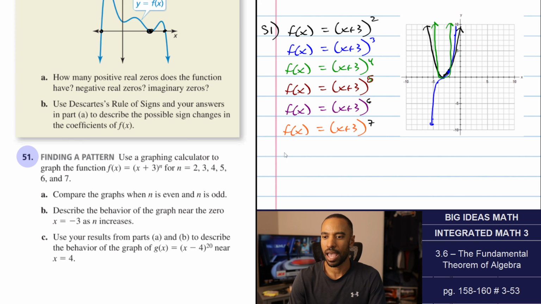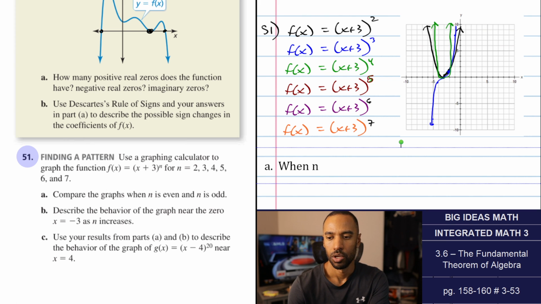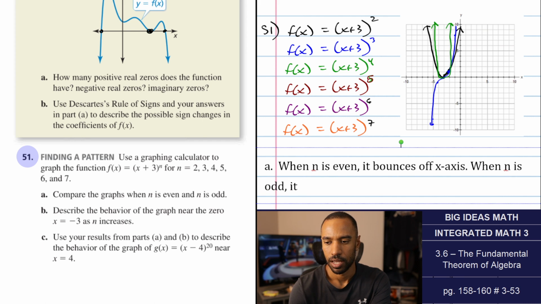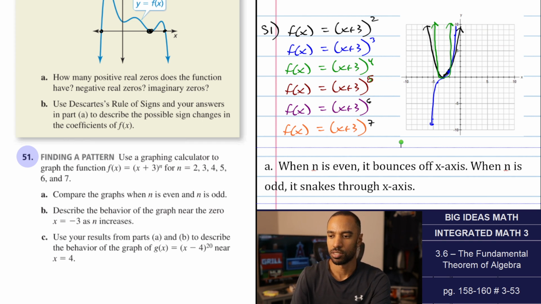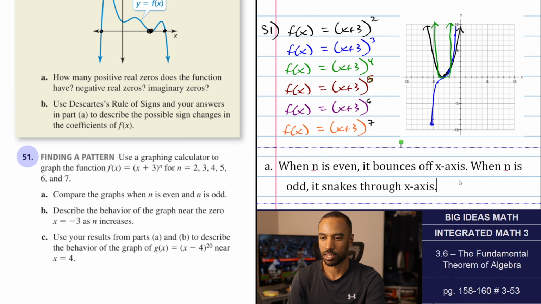So compare them when n is even and when n is odd is part A. So part A, when n is even, it bounces off the x-axis. When n is odd, it snakes through the x-axis, if that makes sense, through your x-intercept. I should say x-intercept, not x-axis, but that's okay.